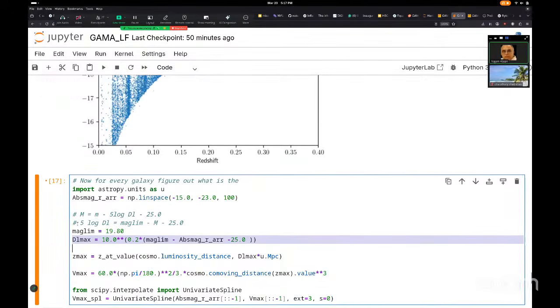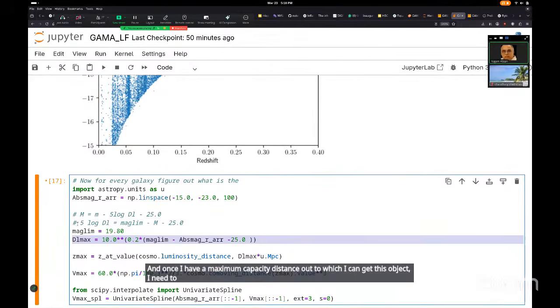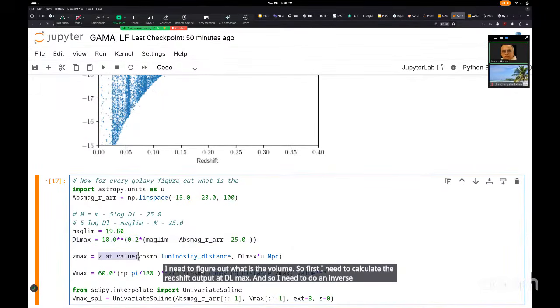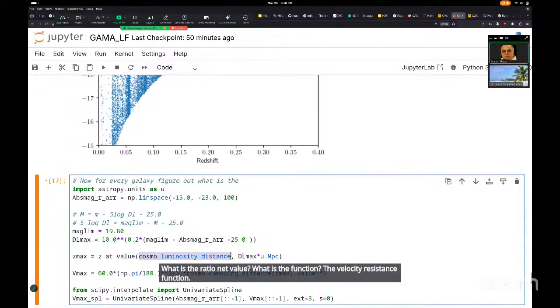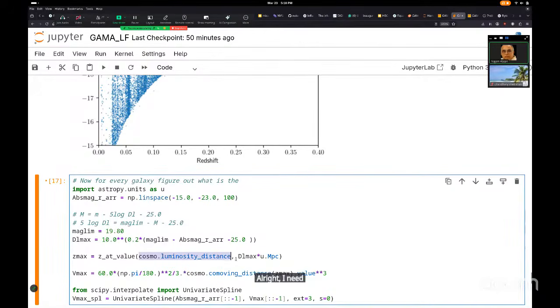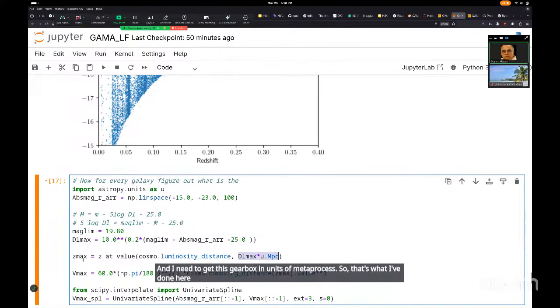And once I have the maximum luminosity distance out to which I can get this object, I need to figure out what is the volume. So first I need to calculate the redshift out to that DL max, and so I need to do an inverse function. So this is that inverse function. What is the redshift at value? What is the function? The luminosity distance function. And I need to give this DL max in units of megaparsecs. So that's what I've done here to calculate what is the redshift.